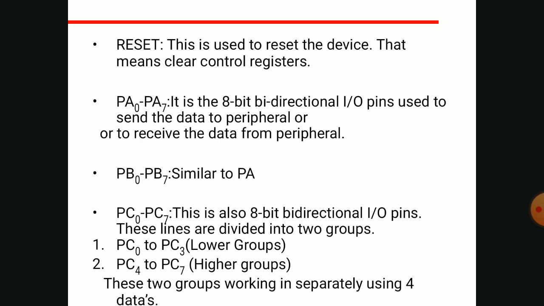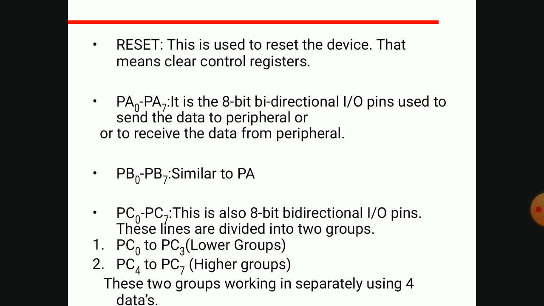The reset signal is used to reset the device, and it is usually used for clearing the registers. PA0 to PA7, PB0 to PB7, PC0 to PC7, all these pins are the I/O pins of the three ports, port A, port B, port C simultaneously.